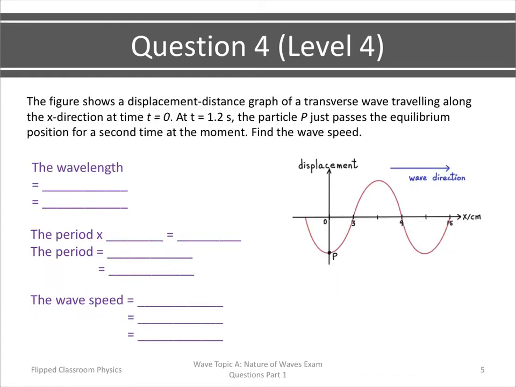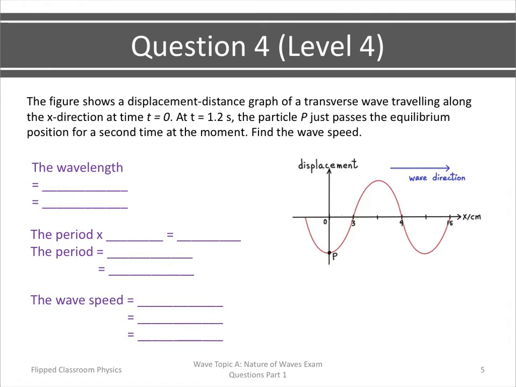Question 4. The figure shows a displacement-distance graph of a transverse wave traveling along the x direction at time t equal to 0. At time t equal to 1.2 seconds, the particle P just passes the equilibrium position for a second time at that moment. You're asked to find the wave speed.